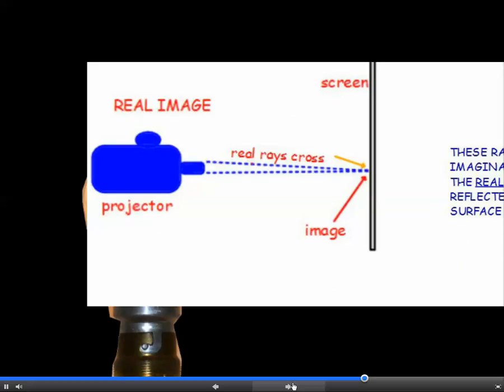So here I'm forming a real image. I'm projecting real rays onto a screen. The image is formed on the screen at the point where the real rays cross. That's a real image.